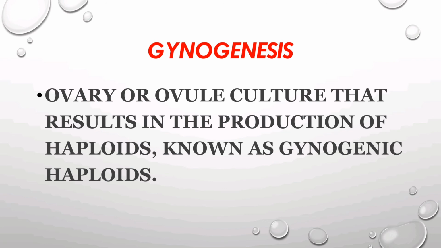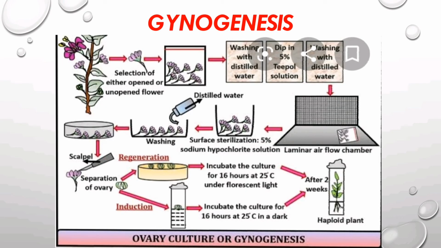Now what is gynogenesis? Ovary or ovule culture that results in the production of haploids, known as gynogenic haploids. Selection of opened or unopened flower, washing, then kept in laminar airflow chamber, surface sterilization, then again washing, separation of ovary. In regeneration, incubate the culture for 16 hours at 25 degrees Celsius under fluorescent light.